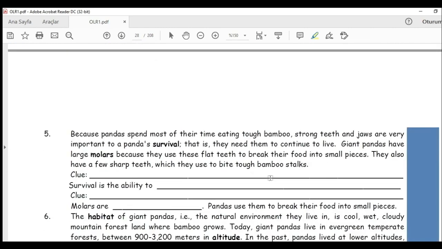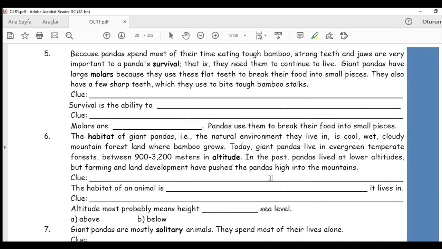Okay. Question 5. Because pandas spend most of their time eating tough bamboo, strong teeth and jaws are very important to a panda's survival. That is, they need them to continue to live. Take a look at this. Something are very important. That is, very important to a panda, right? That is, the panda needs them, strong teeth and jaws, for survival.